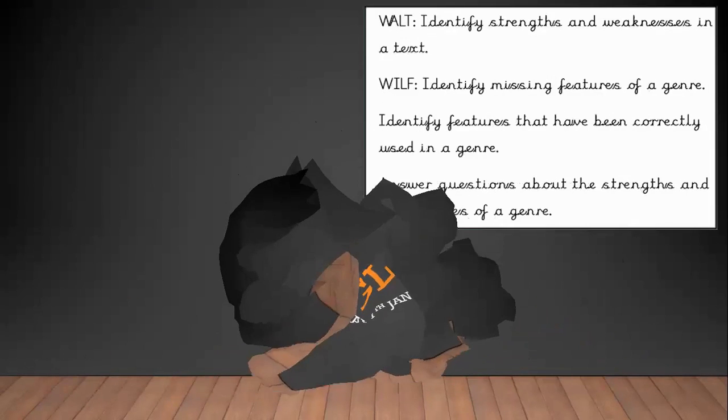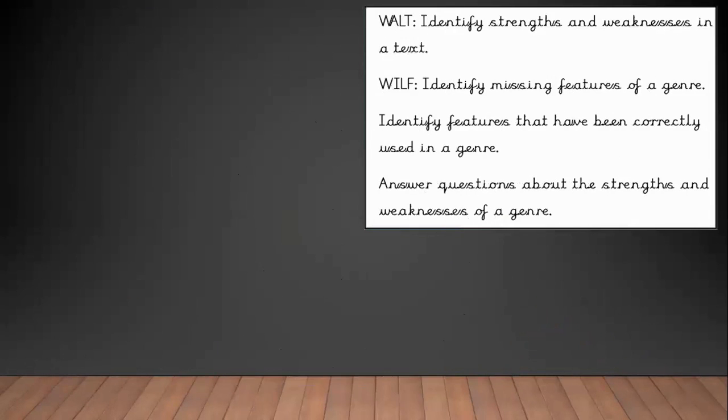So, our WALT for today is to identify strengths and weaknesses in a text. Now, this one should be a relatively straightforward one if you completed yesterday's task. So, what I'm looking for is that you identify missing features of a genre, that you identify features that have been correctly used in that genre, and that you're answering questions about the strengths and weaknesses within that genre.